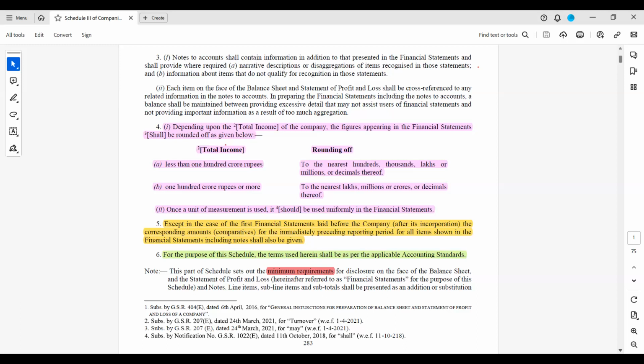It cannot be rupees in hundreds for the balance sheet and rupees in lakhs for the profit and loss statement. You cannot use multiple denominations. Either you have to use any one, nearest hundreds or thousands or lakhs, like that. That is what they are trying to say.